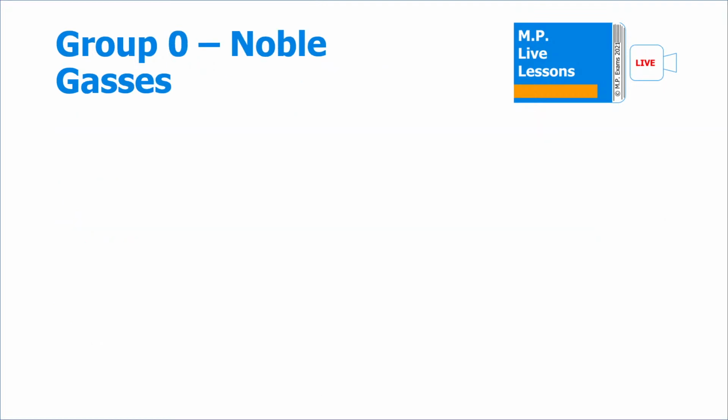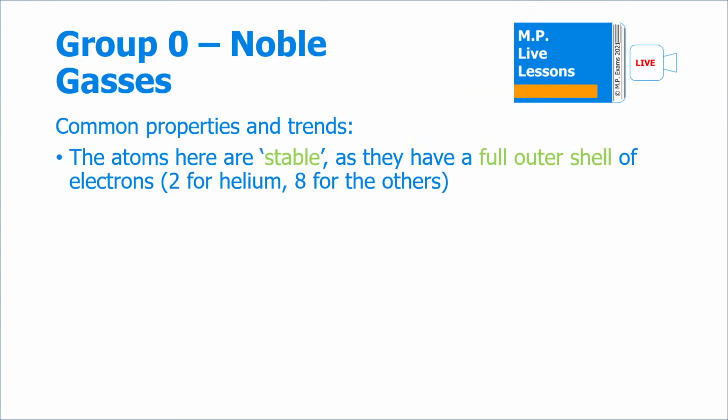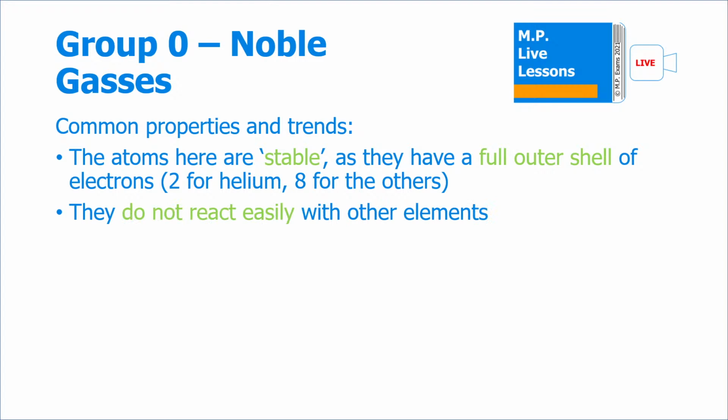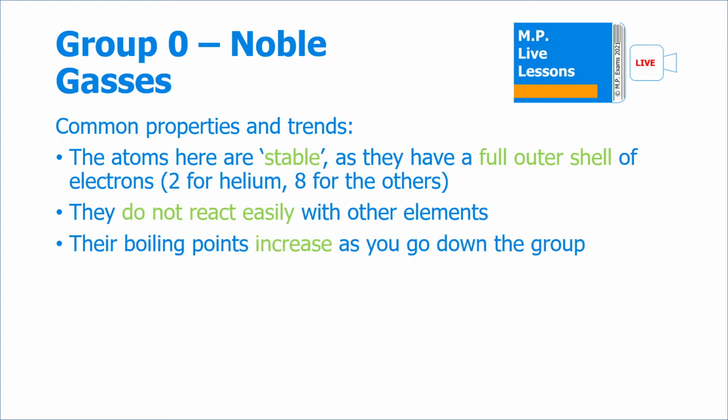Next are the noble gases. Their common properties and trends, there's not many of them. First, the atoms here are stable. They already have a full outer shell of electrons. For example, it's full for helium. It has 2, the maximum number for the first shell, and then 8 for the others. And that means, since they don't need to lose or gain any electrons, they won't react easily with other elements. The last property you need to know is that their boiling points increase as you go down the group.